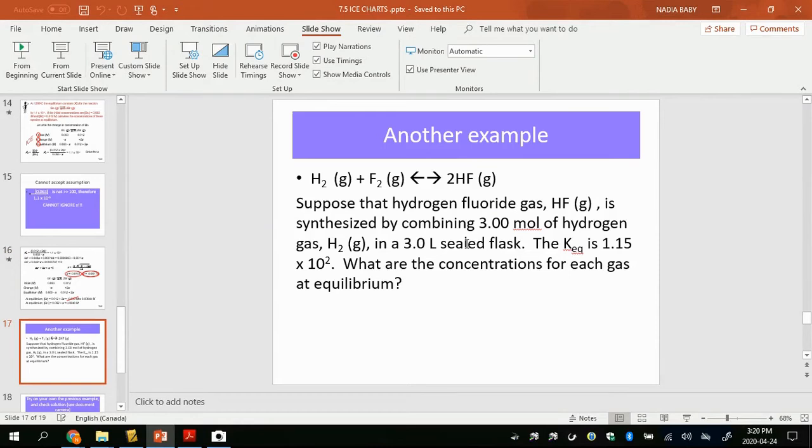Suppose that hydrogen fluoride gas, HF, is synthesized by combining 3 moles of hydrogen gas, H2.